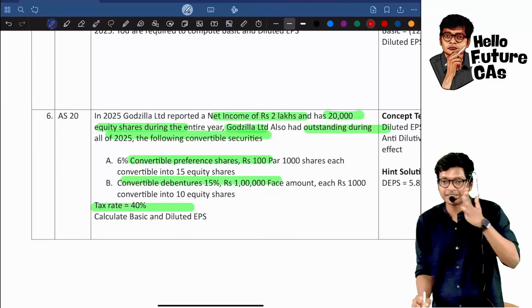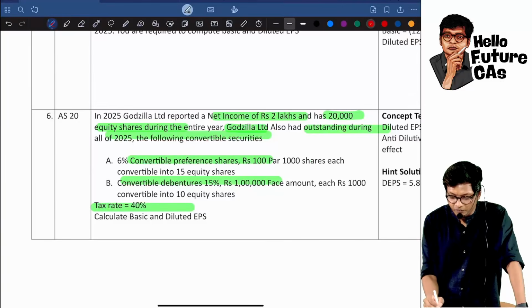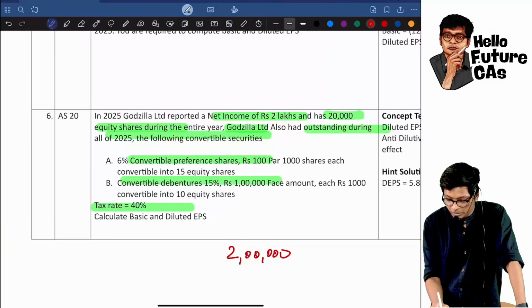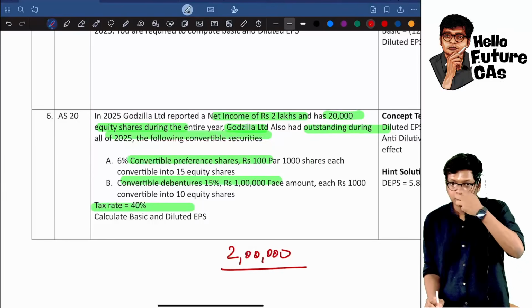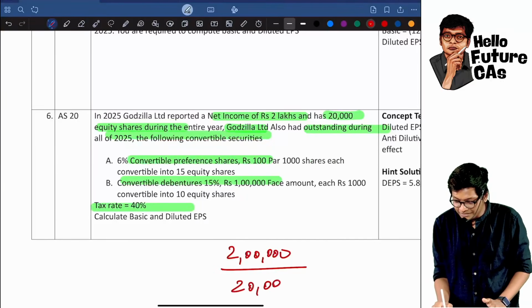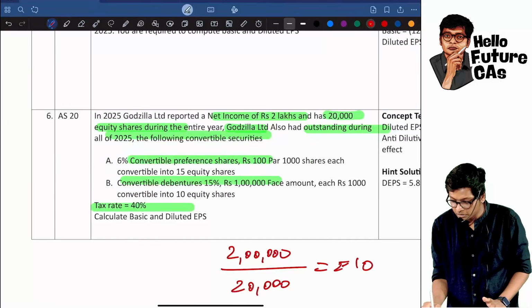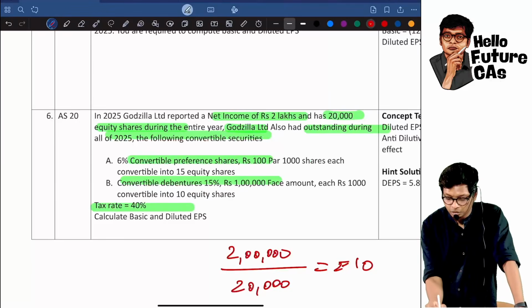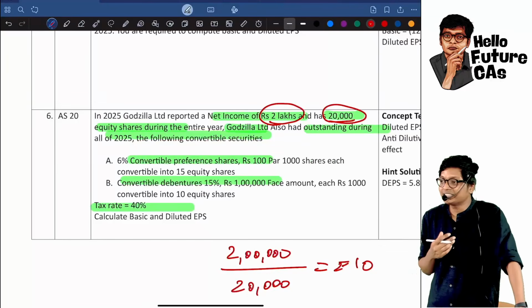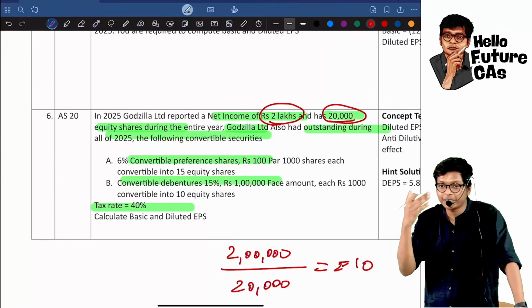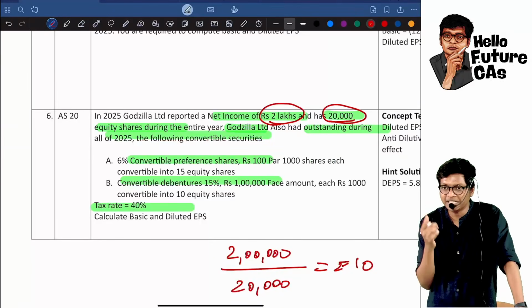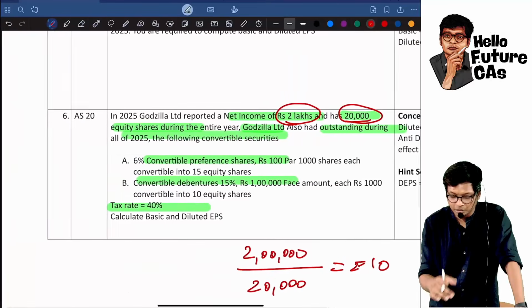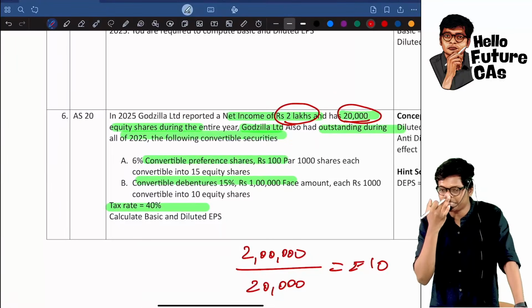Basic EPS is very simple. What is the net profit given? Net income 2 lakhs. Number of shares 20,000. So 2 lakhs divided by 20,000. How much? 10. That's it. That's basic EPS. Are you following, guys? So net income is 2 lakhs, number of shares is 20,000. No other adjustment is given like bonus or rights, as in previous sums, to confuse you. So straight away basic EPS is 10. This is not in your study material, guys, but very much testable in the exam.